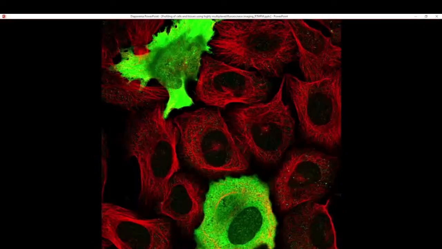And this is just an example of such single-cell variability, where we can see a very clear on-off staining of this target protein, which is here represented in green, and the microtubules are here counterstained in red.